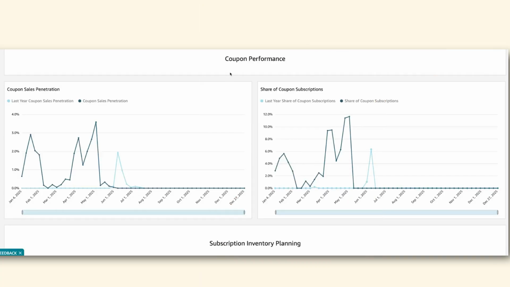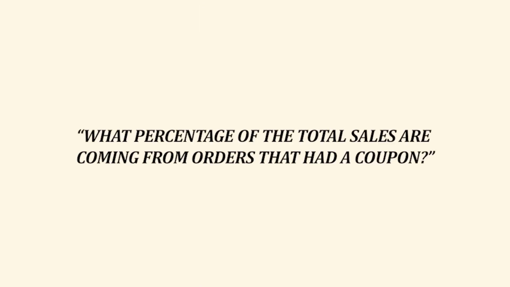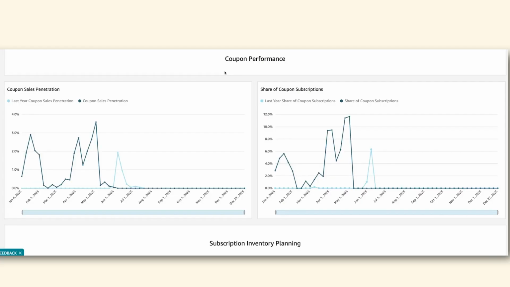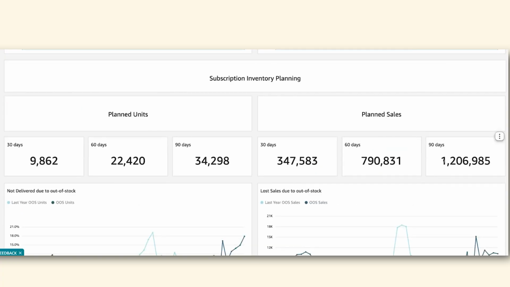Okay, so now we'll look at the coupon performance. This is basically asking what percentage of the total sales are coming from orders that had a coupon. It's a great strategy. Unfortunately, with this account, thank God we sell so many units. And if you look over here, you'll see the next 90 days, we are going to sell about 34,000 units from the current subscribers that we have. So this is a huge business that we have.